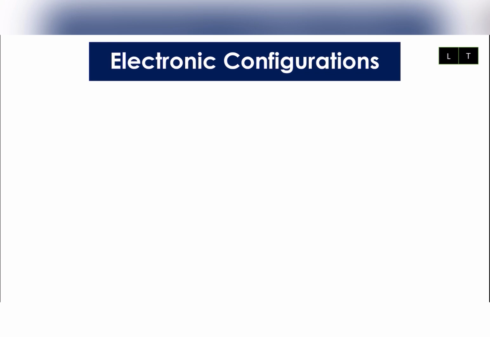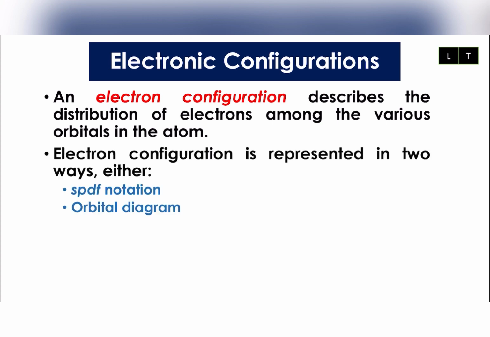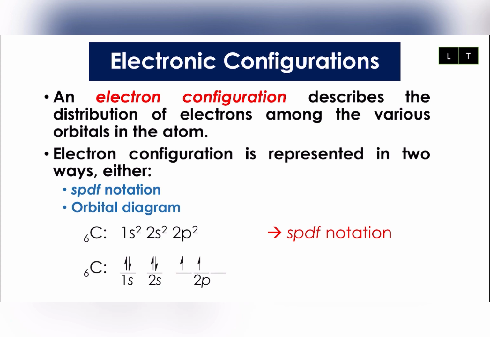So based on the previous video, we already learned some bits of how to write the electronic configuration. So we know this is the method that shows the distribution of electrons in various orbitals for a specific atom. We know there are two ways to do that, SPDF notation or orbital diagram, just like this diagram. I'm going to explain one by one what those are. Let's go to SPDF notation.